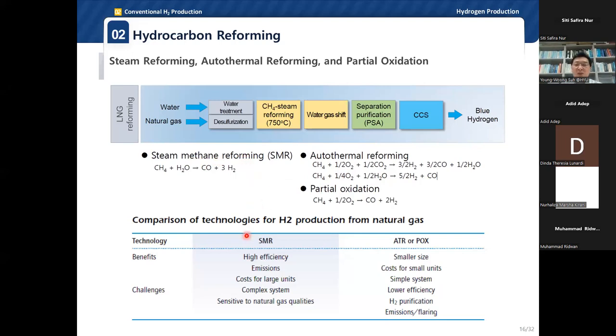So you can see the pros and cons, the benefits and the challenges of SMR, steam methane reforming, ATR, autothermal reforming, and partial oxidation, POX. So SMR is very high efficiency, right? And cost effective for large units. But the challenge is a very complex system, and it is also sensitive to natural gas quality. However, ATR and POX are used for very small size plants. And the cost for a small unit is valid. And hydrogen purification, emissions, flaring, those parts are also challenging in the ATR and POX reactions. However, industry uses these three reactions at the same time to produce hydrogen.